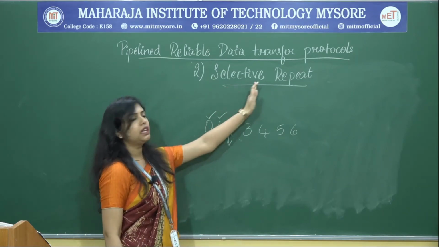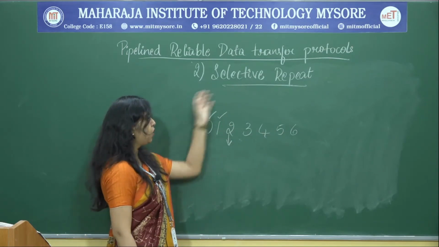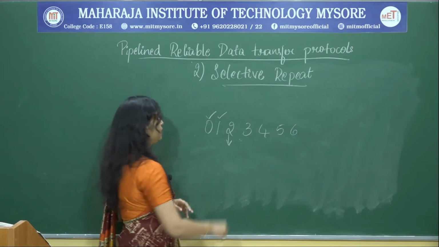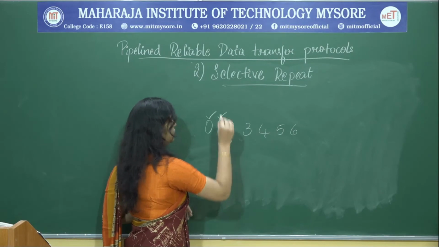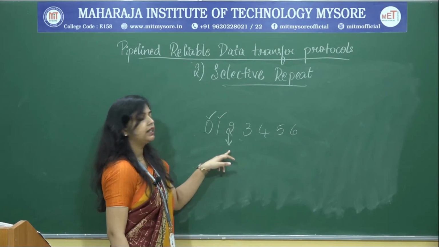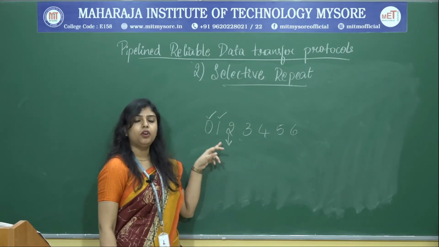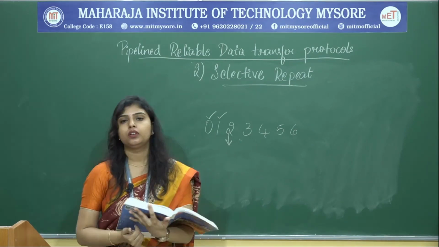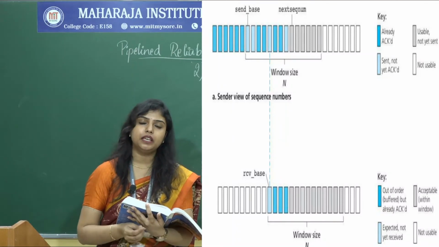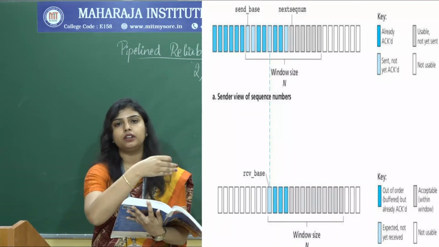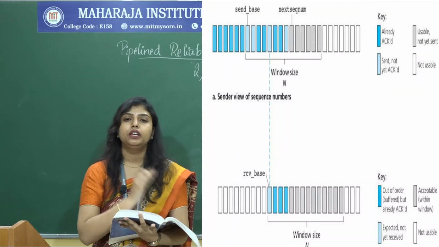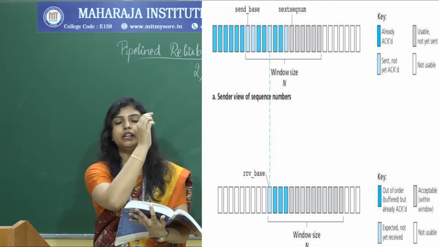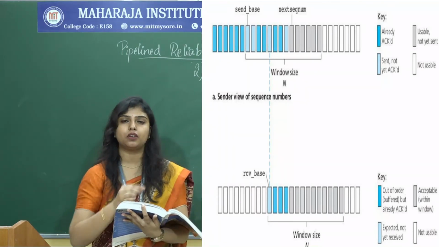That is why the name is selective repeat. Instead of sending the whole window, here we send only the selected corrupted or lost packet. In the diagram, we can see the sequence numbers on the sender side and the receiver side. Instead of sending the whole sequence, we will keep track of each packet's acknowledgement.